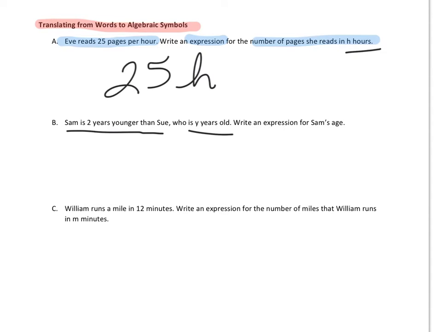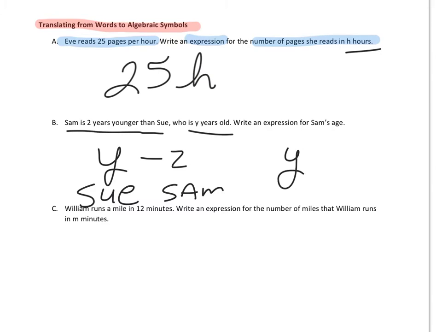Well, if you think about this, y is equal to Sue. All right? So that's Sue's years. Now, Sam is 2 years younger. Well, if you take away 2 years from Sue, you will have Sam's age. And therefore, y minus 2 is the expression.